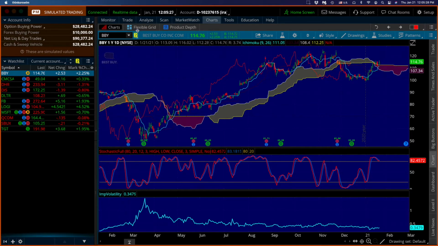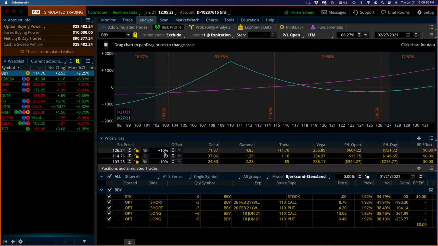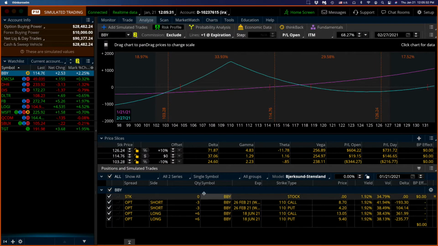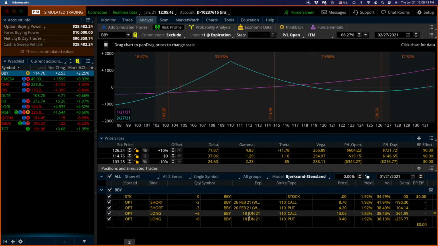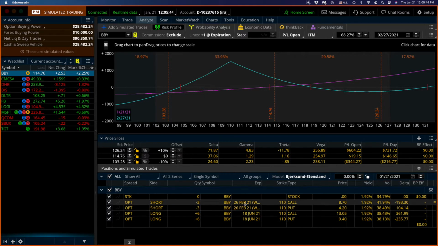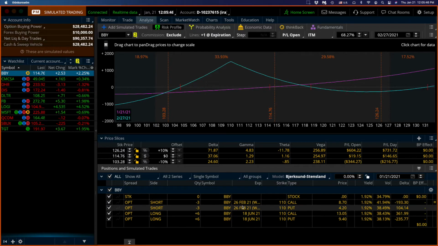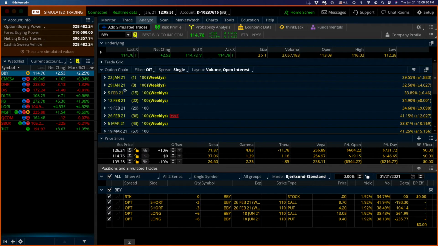Okay, let's go and take a look at the Analyze tab. This shows us my current position. Obviously, I entered this last time. You see the long-term options are June options. There's plenty of time for that. And the short ones are February. If you want to see how long before that, just click on Add Simulated Trades and then go down. It says 36 days to expiration.